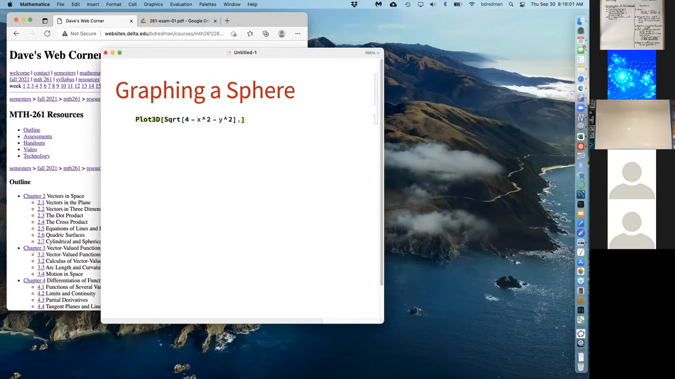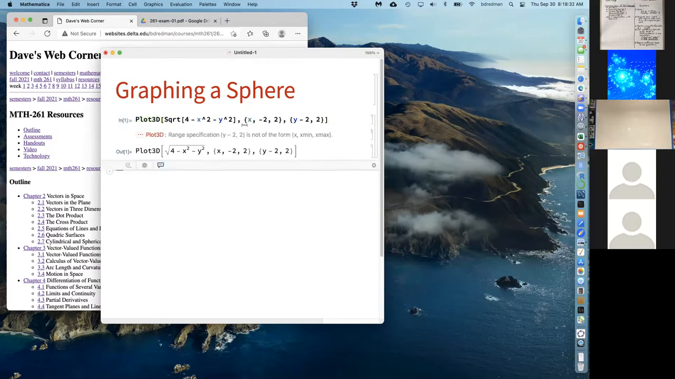I need to tell Mathematica where I'm going to plot that function that I just gave to it. So I need to give x and y ranges. So let's say x is minus 2 to 2, and y is minus 2 to 2. And this is the most basic plot structure that I can construct. There's a lot of x and y here that don't make sense for this, but Mathematica will interpret that to the best of its abilities.